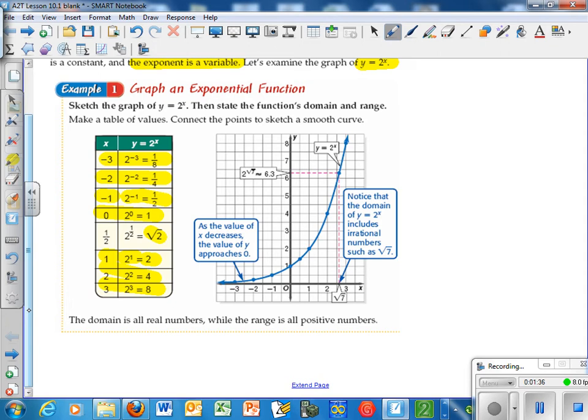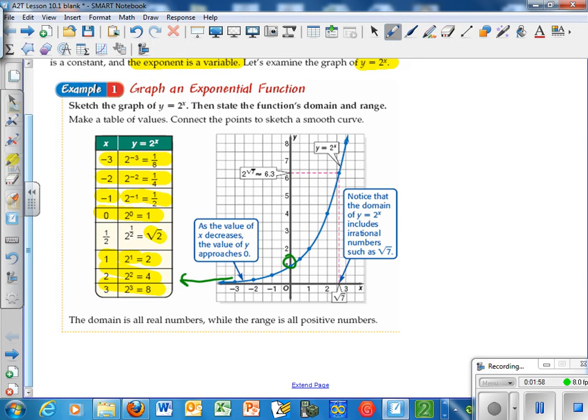They plot these points, and basically there's a horizontal asymptote on the x-axis. As we go out this way to negative infinity, it's going to keep getting closer and closer and closer to the x-axis, but never actually get there. Key point here is it goes through 0, 1, okay?